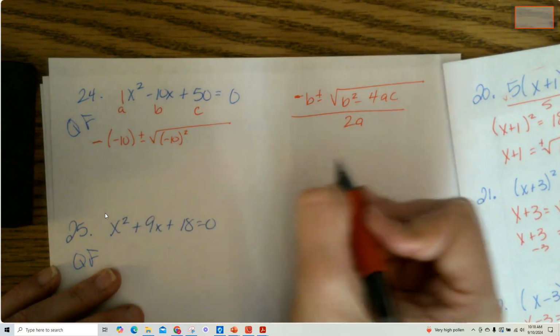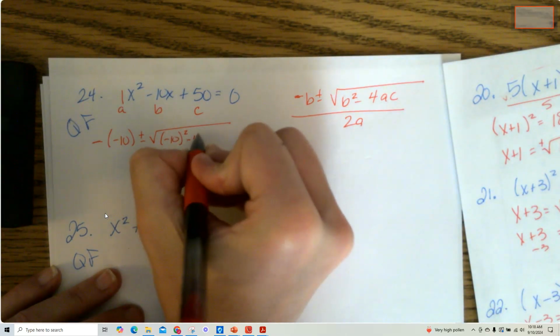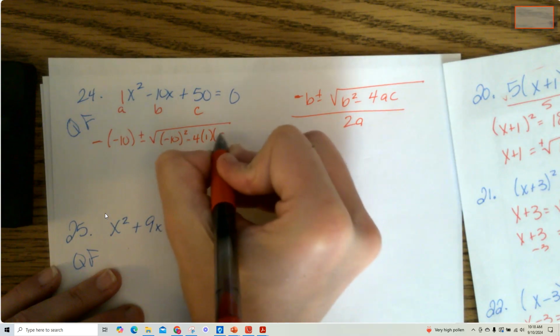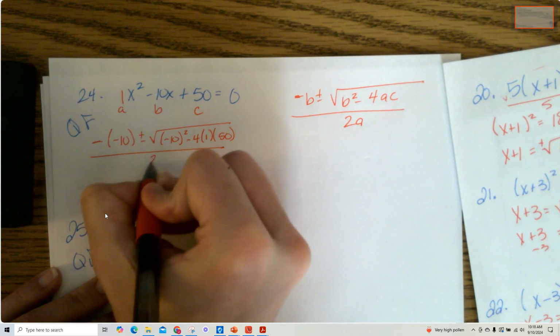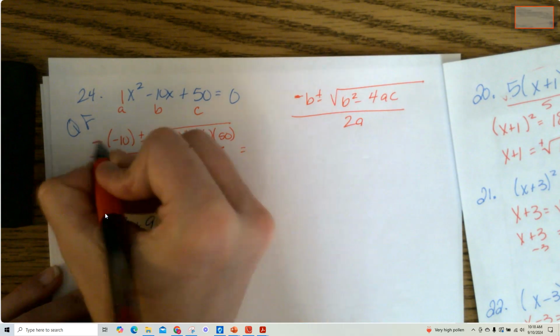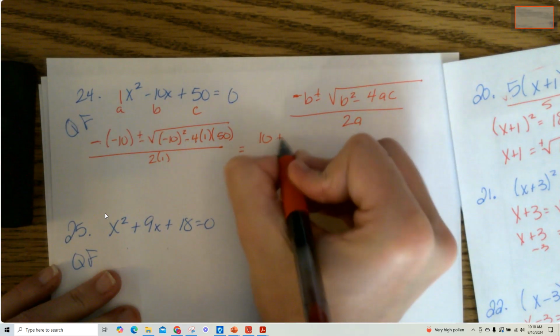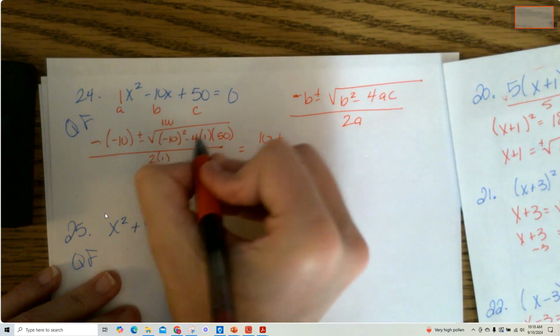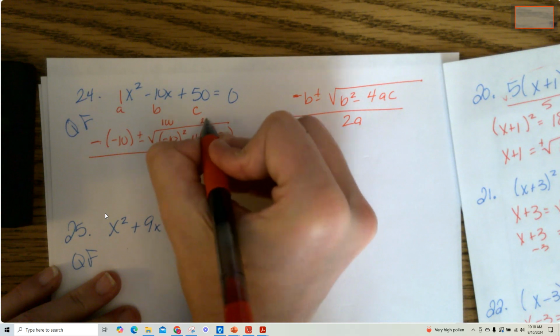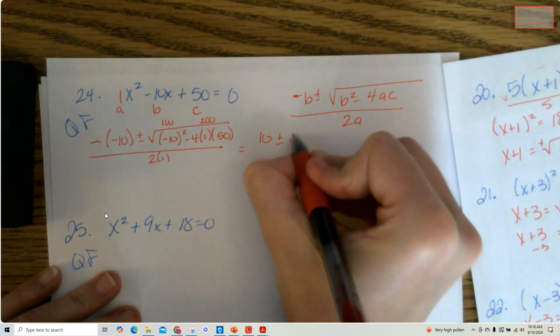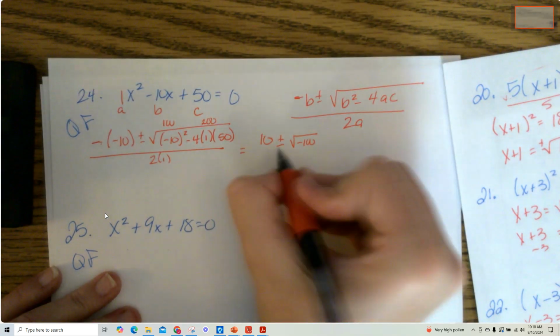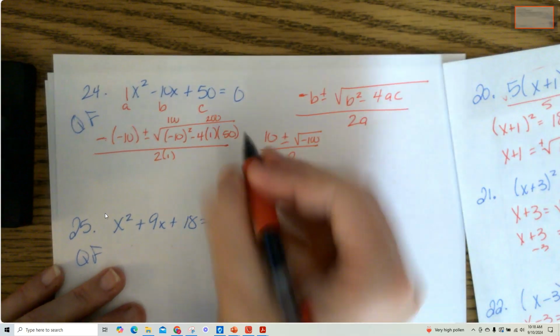Again, when we square it, it needs to be in parentheses. A is 1, C is 50, A is 1. So negative negative 10 is a positive 10. This is 100. 4 times 50 gives me 200. So square root of negative 100 over 2.